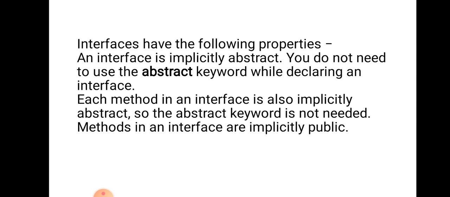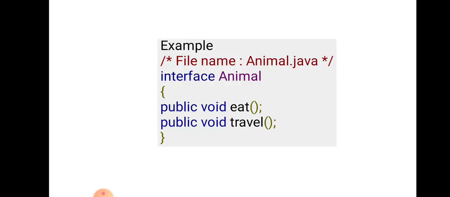Interfaces have the following properties. An interface is implicitly abstract. You do not need to use the abstract keyword while declaring an interface. Remember that each method in an interface is also implicitly abstract, so the abstract keyword is not needed in an interface. Methods in an interface are implicitly public. Let us see an example.